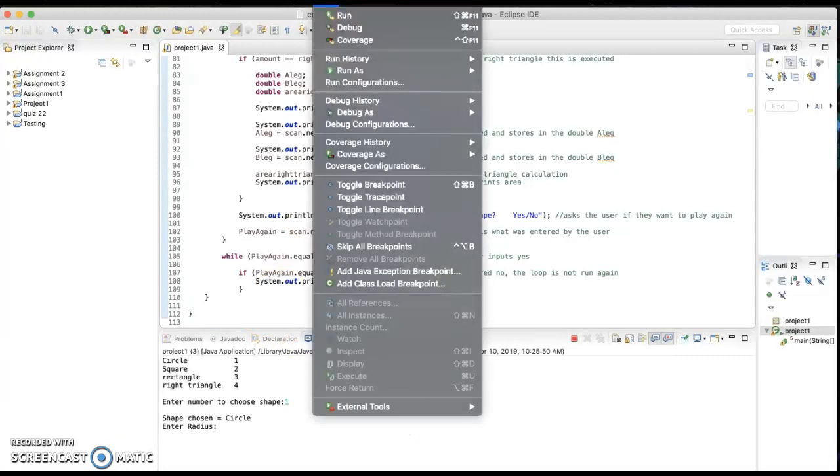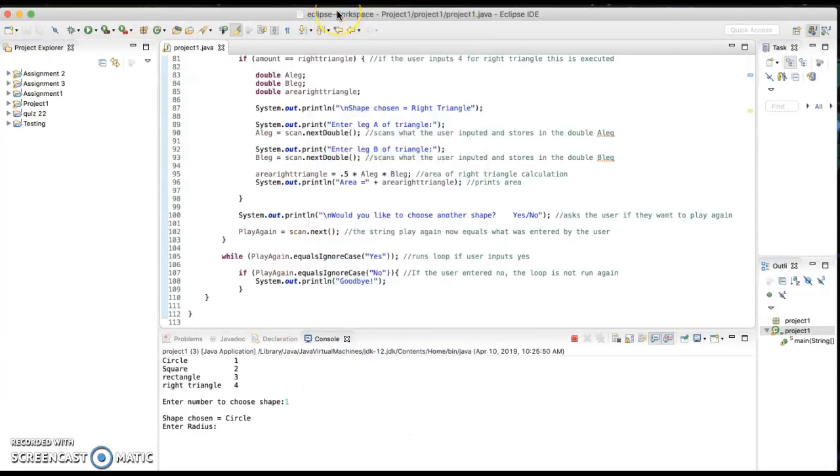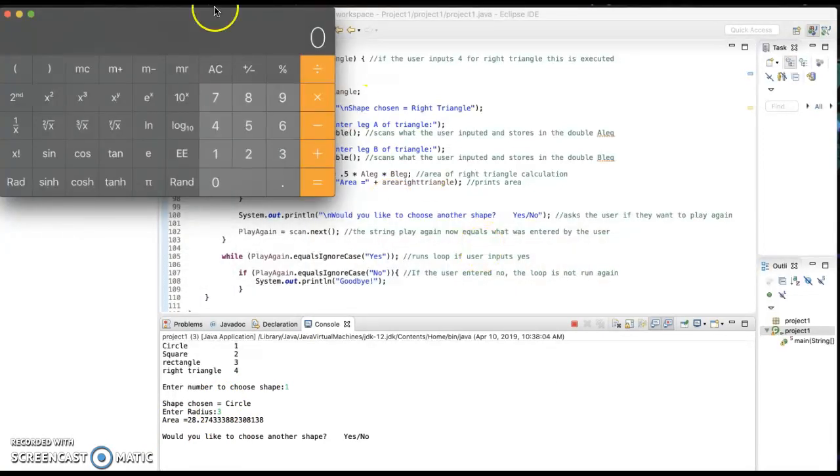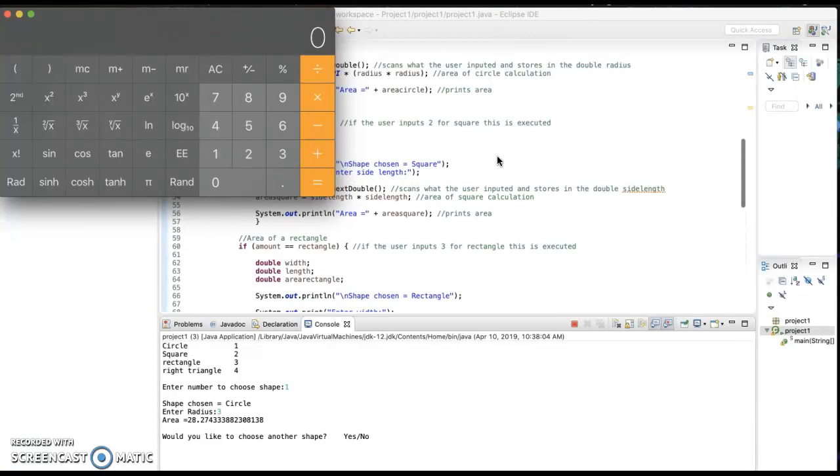So here, I'll run it so you can see. Pull this up a bit. So I'll enter a number to choose a shape. Let's say I want to do a circle, so I'll put in 1. Shape chosen equals circle, and so I'll enter the radius, and let's say I want the radius to be 3. And it gives me the area right there. And I brought a calculator to just double check this for you guys.